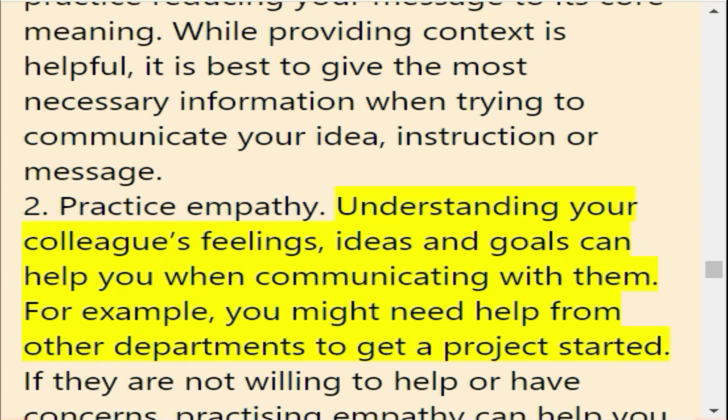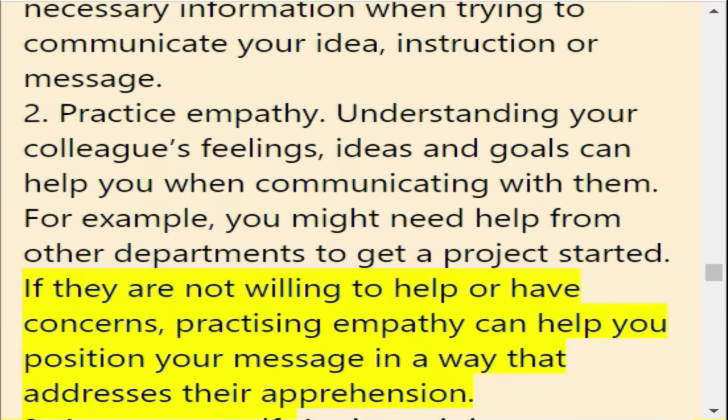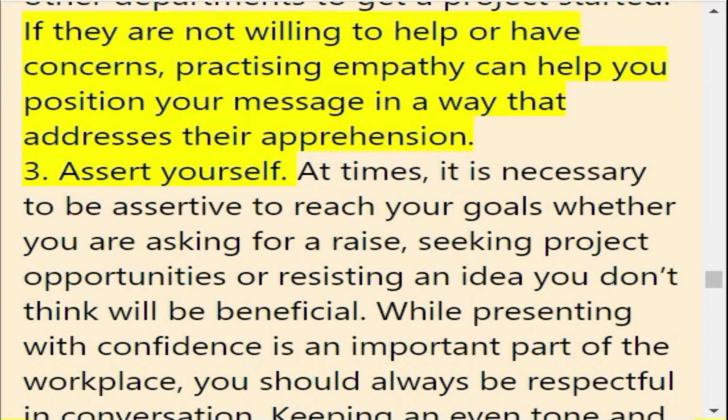2. Practice empathy. Understanding your colleagues' feelings, ideas, and goals can help you when communicating with them. For example, you might need help from other departments to get a project started. If they are not willing to help or have concerns, practicing empathy can help you position your message in a way that addresses their apprehension.